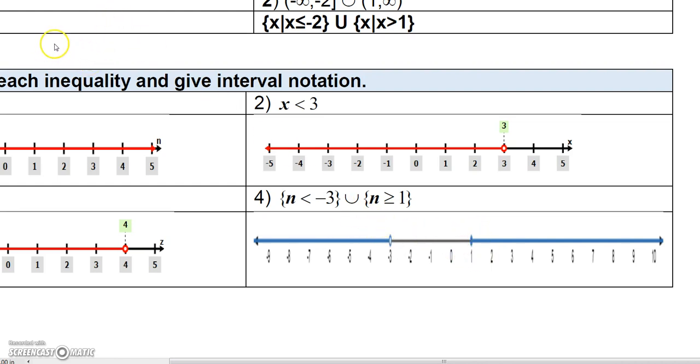Okay, so now that should give you a pretty good taste of what interval notation is, and we can move on to actually solving these linear inequalities now.